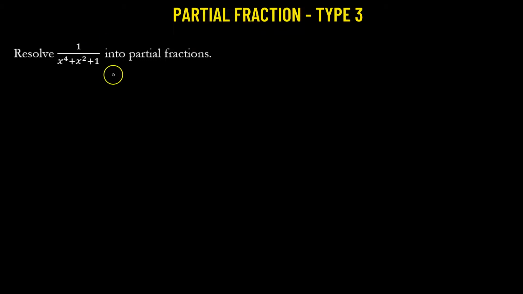So we need to resolve the given rational fraction into its partial fraction. Let us begin. Now here we see that we have a biquadratic term in the denominator, which is x raised to the power of 4 plus x squared plus 1. Let's try to simplify this.